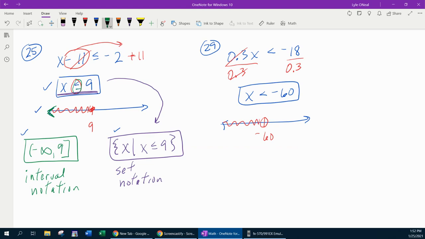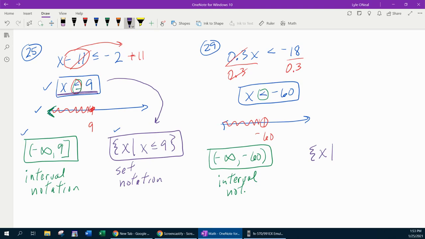Next, the interval notation from left to right. Our shading goes from minus infinity up to negative 60. Remember, the open circle corresponds to a parenthesis, which corresponds to the strictly less than symbol. Again, that's our interval notation. And for the set notation, that's going to say the set of all x such that, and remember now you just bring down your inequality solution. X is less than negative 60.